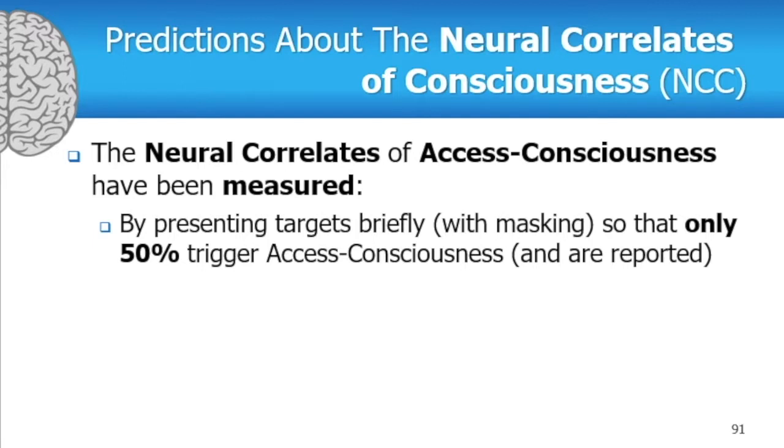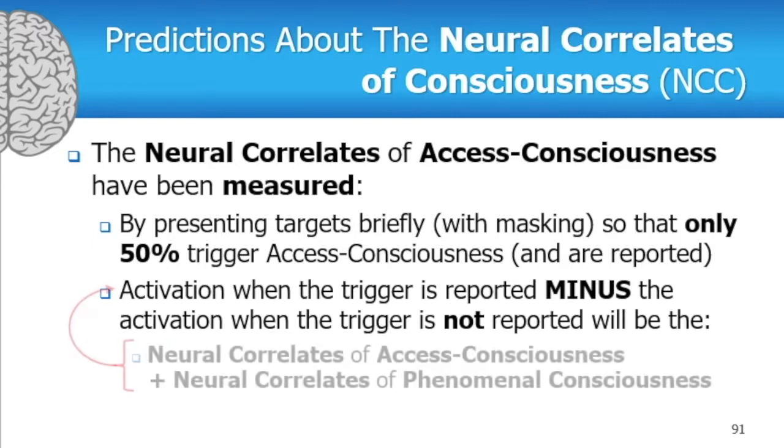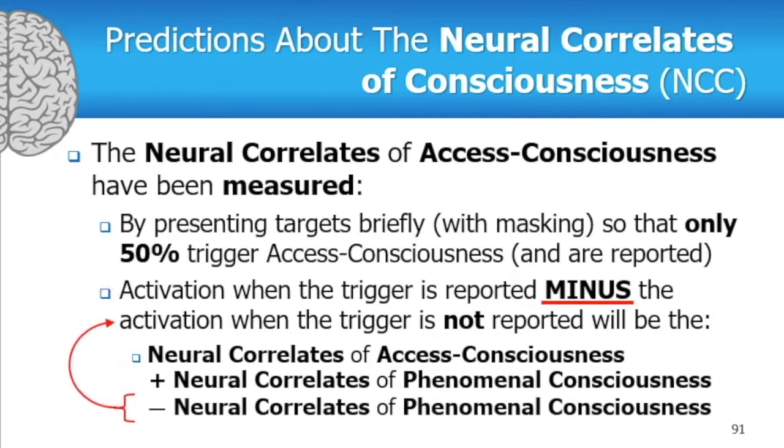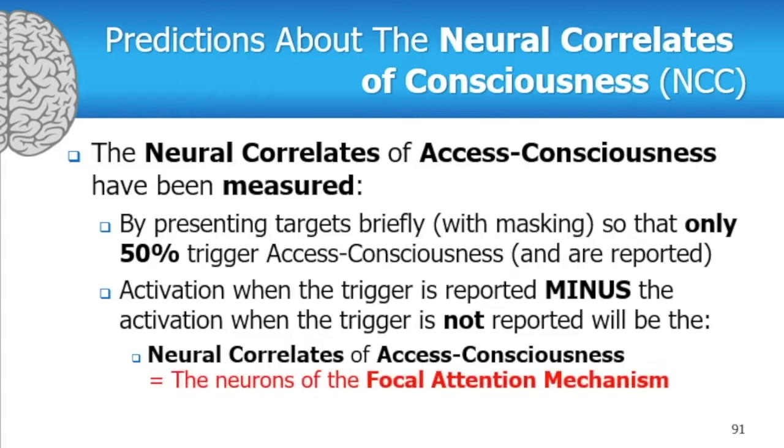Then the neuroscientists use fMRI to measure the activated part of the brain when the trigger is reported and subtract the activation when the trigger is not reported. The activation when the trigger is reported is the neurocorrelates of access consciousness plus phenomenal consciousness. And the activation when the trigger is not reported will be just the neurocorrelates of phenomenal consciousness. The result is exactly the neurocorrelates of access consciousness, which are the neurons involving the focal attention mechanism.